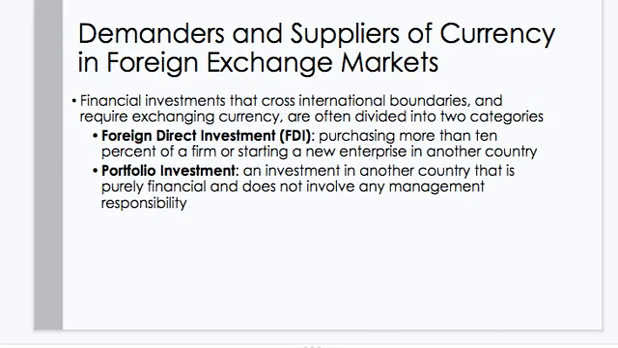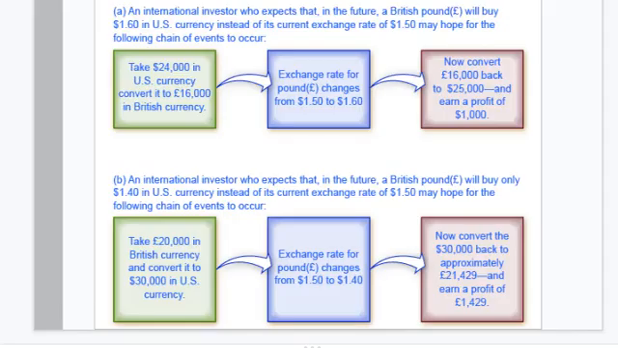Demanders and suppliers of currency in foreign exchange markets. Financial investments that cross international boundaries and require exchanging currency are often divided into two categories. Foreign direct investment: purchasing more than 10% of a firm or starting a new enterprise in another country. Portfolio investment: an investment in another country that is purely financial and does not involve any management responsibilities.